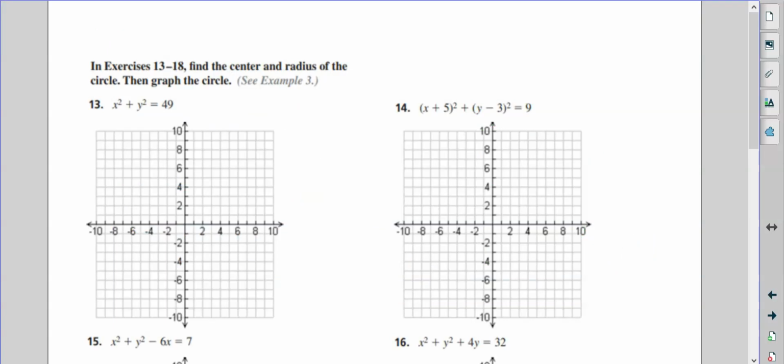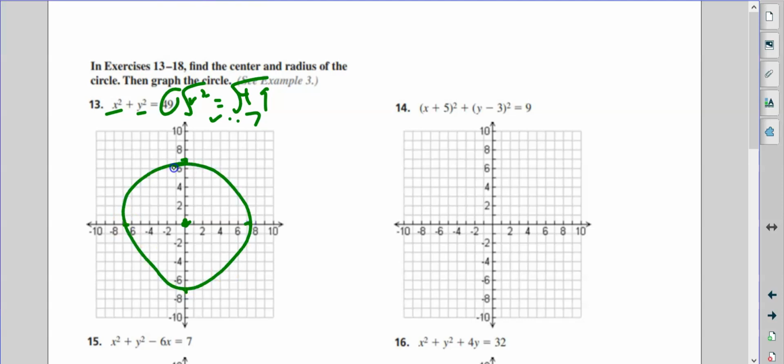All right, 13 through 18, we are going to graph these. So whenever we see just x squared, y squared, we know the center is at 0, 0. And then remember, this is r squared. So when you take the square root of it, r equals 7. So from 0, 0, that's easy. We just go to 7, 7, negative 7, negative 7, and do our best to draw a circle, hopefully better than that.